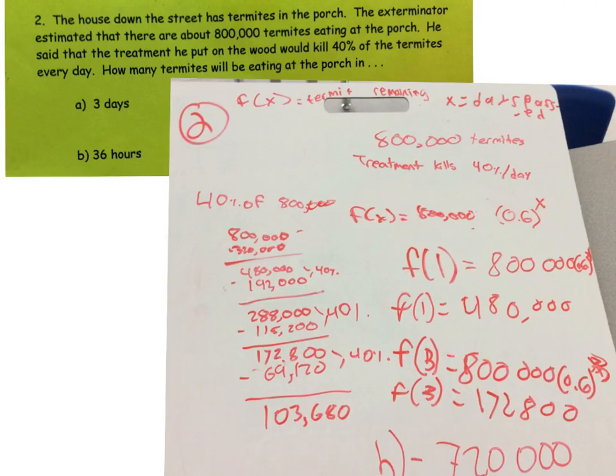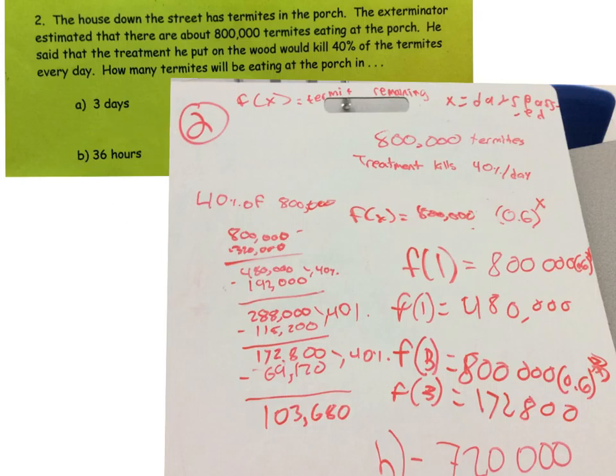So Jacob, Anna, and Aaron's group had this question about termites on the porch. There are 8,000 termites, and they are putting on a treatment that will kill 40% of the termites every day. So they needed to come up with a function to answer the questions for how long for 3 days as well as for 36 hours. They didn't quite show all their work for 36 hours, but we'll discuss that in a minute.